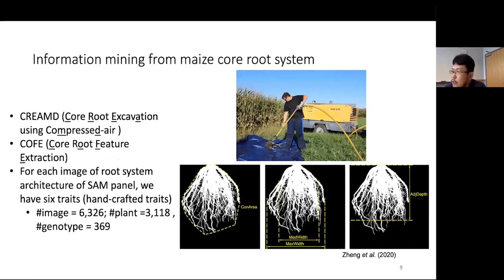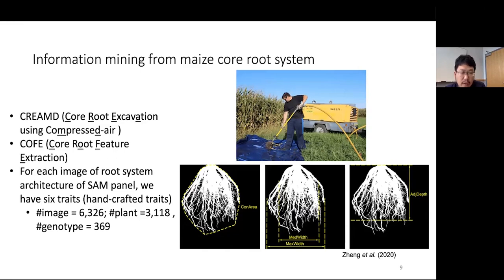So in the summer of 2017, we created a pipeline called CREAM COFFEE, which stands for core root excavation using compressed air, and a software called COFFEE, core root feature extraction. So we were using this system where we use highly compressed air to blow the dirt away around the roots and excavate them out to phenotype them.